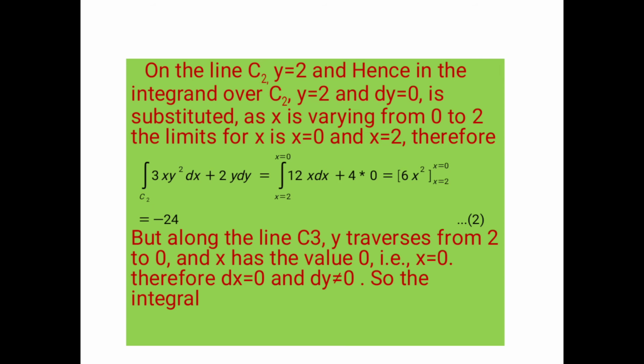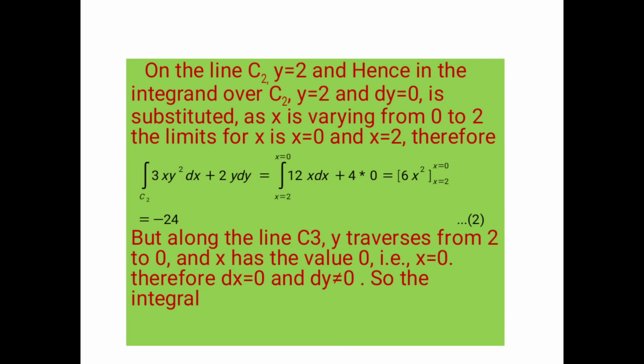After integration we get 6x², where x ranges from 2 to 0, and its value will become, for the upper limit x = 0, for the lower limit it is 24, so we will consider it as minus 24. So let us call this equation 2.